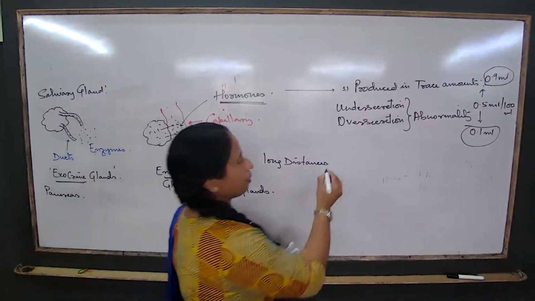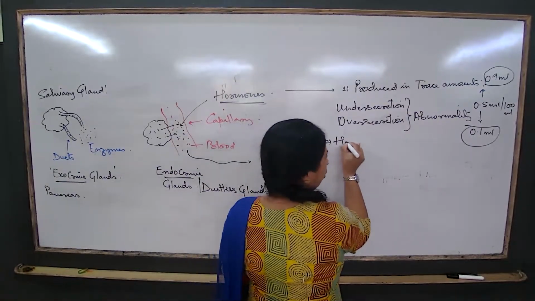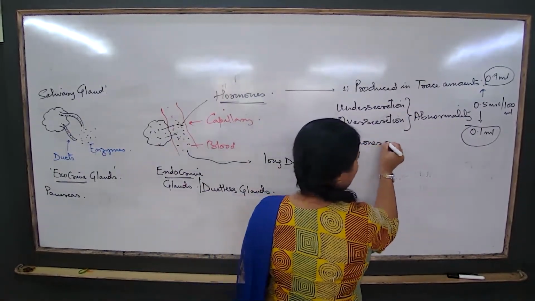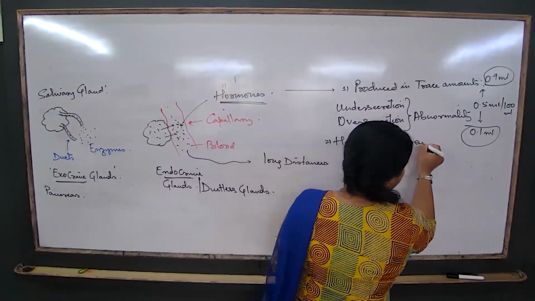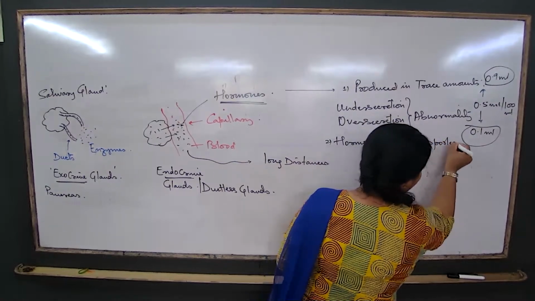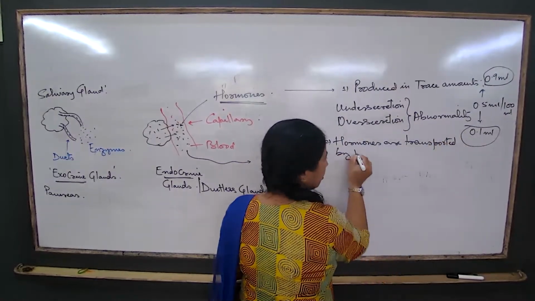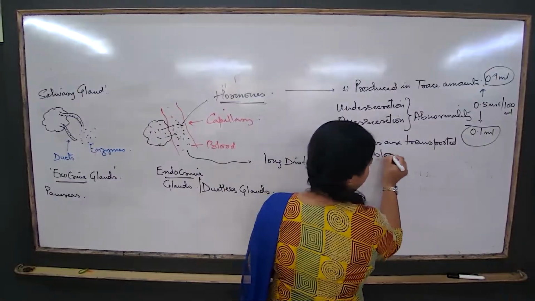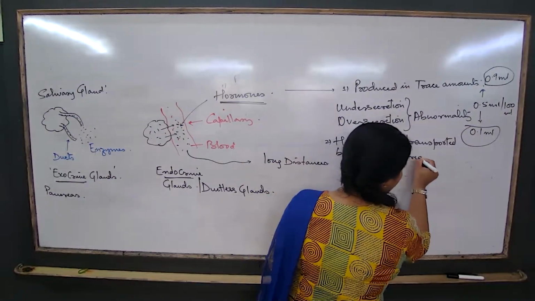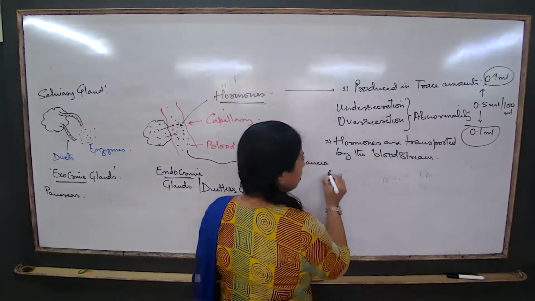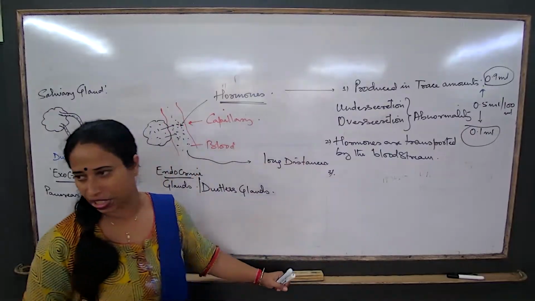Let us talk about the second point. I already mentioned hormones are transported by blood. How are they carried? They are always transported, carried from one part of the body to the next by the bloodstream.